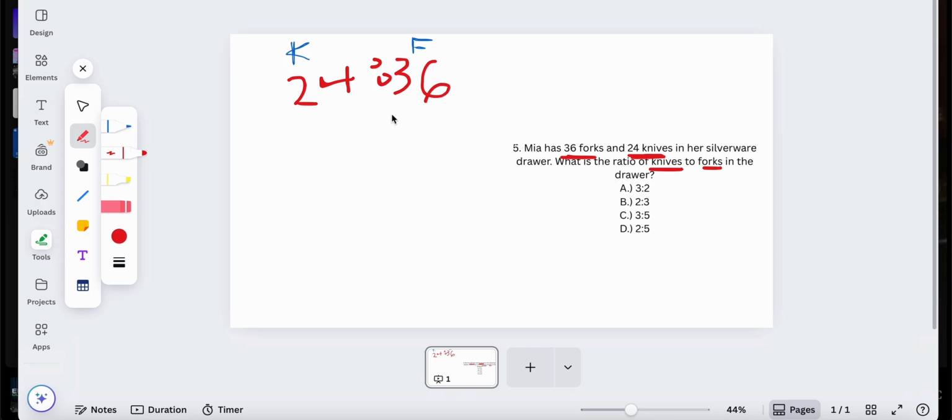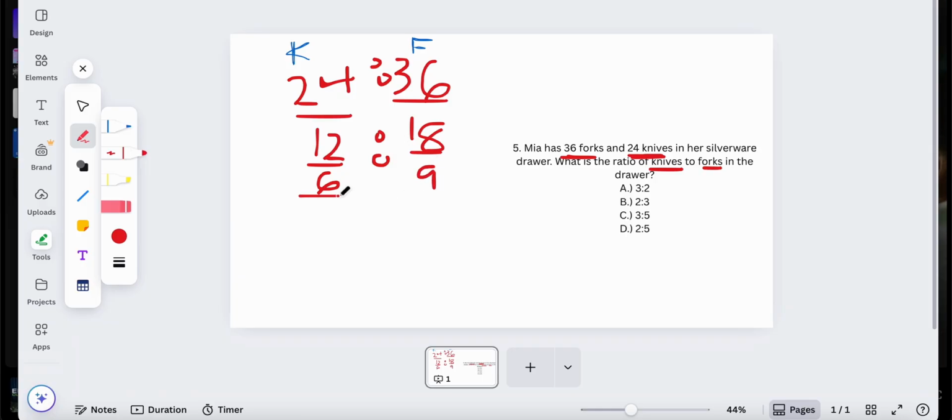Now you might be thinking, how will I get such a large number to such a small number? Well, what can we divide this by? 24 to 36. We can divide this by 2 for now. 24 divided by 2 is 12. 36 divided by 2 is 18. Now we need to make these numbers even smaller. Divide this by 2. It will be 6. Divided by 2, it will be 9.